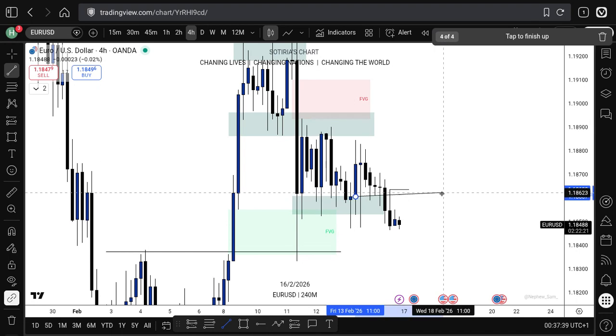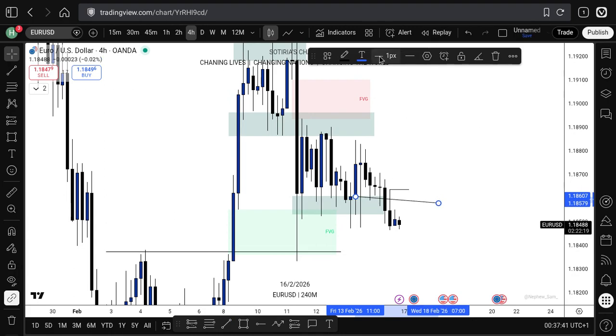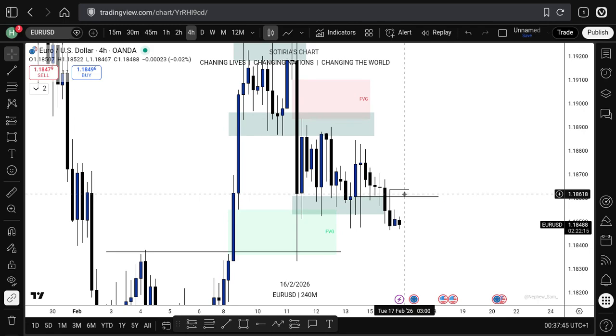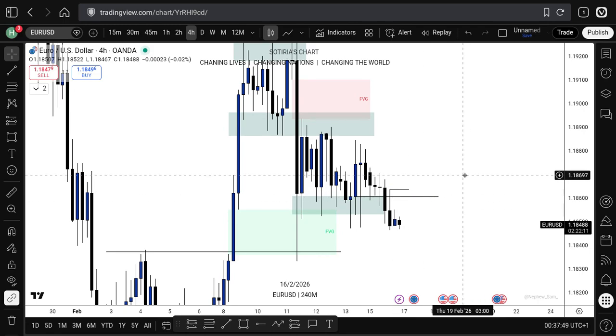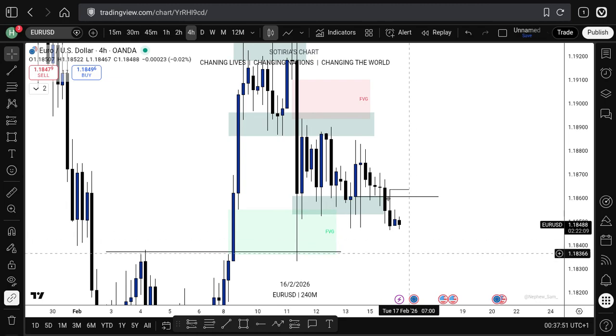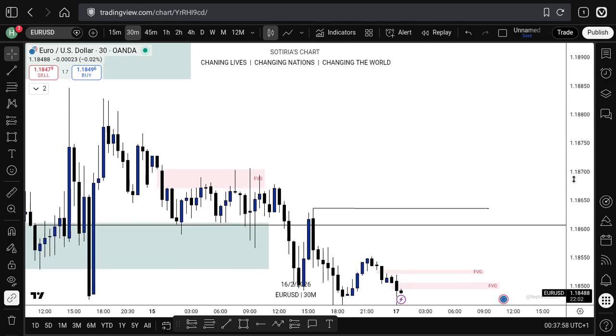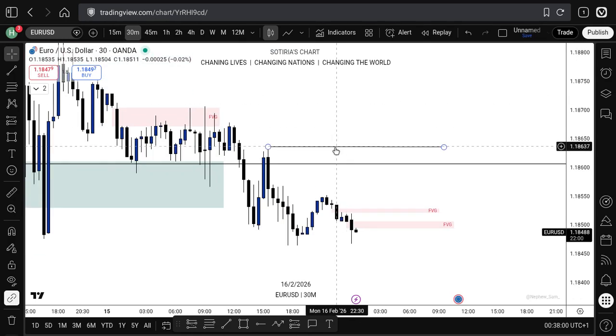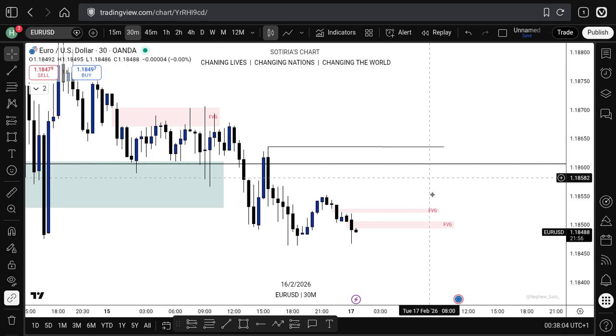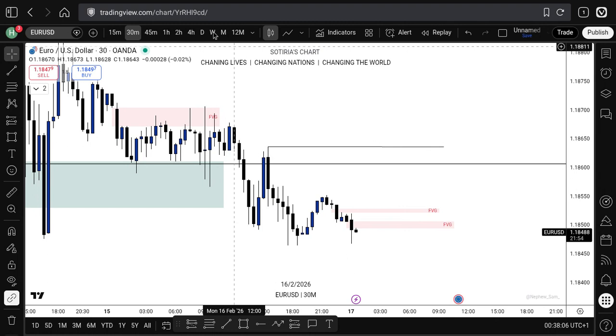But I'm expecting a clear entry for price to come into this level. Look for an entry around here and sell, or price just drops from there and not give us anything. Unless price comes to take this high, or comes in, taps into this area and gives us something good.